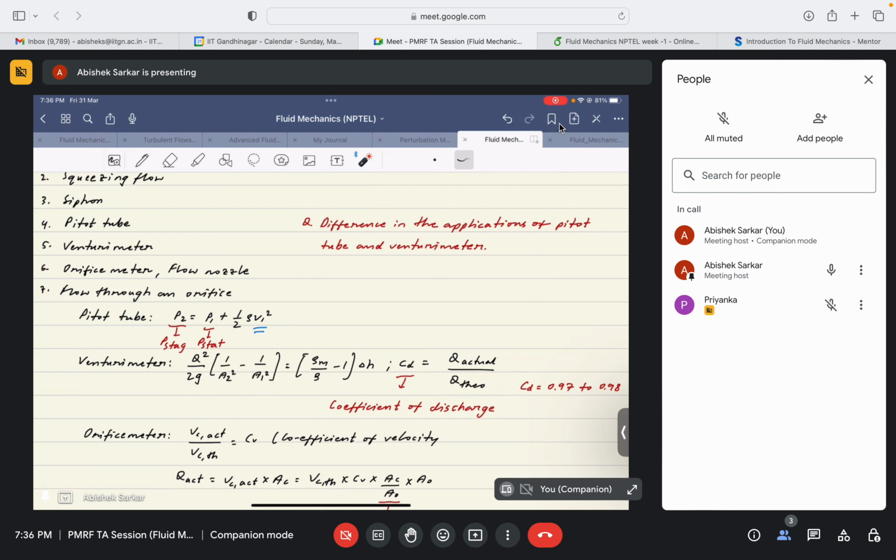Since we're discussing CD, could you please tell why the concept of CD comes into the picture while studying the venturimeter? Because there will be frictional loss. Okay, yes, could you explain a bit more, what does frictional loss actually do? It requires the use of an additional coefficient in the equation. You're right, frictional loss is right, but how does it affect the flow rate?